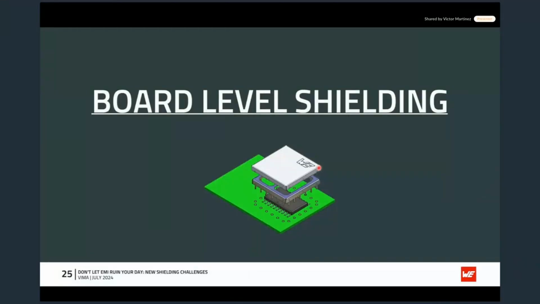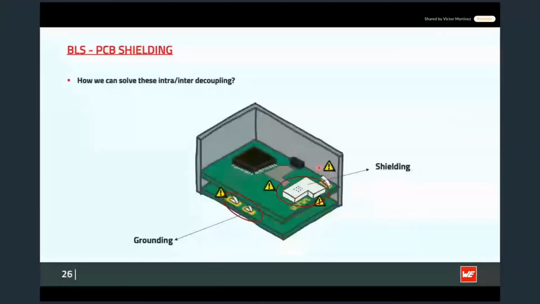Then the next point is going to be board level shielding. Board level shielding, as the name says, is the shielding products that we normally use or face in our PCBs. In order to improve the shielding of our PCBs, we have two different ways. We can use some shielding, like creating small Faraday boxes inside of our PCB or inside of our device. Or we can improve the grounding, to redirect the noise from our PCB to the ground plane or to the housing.